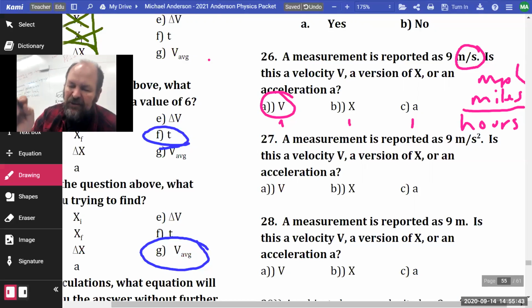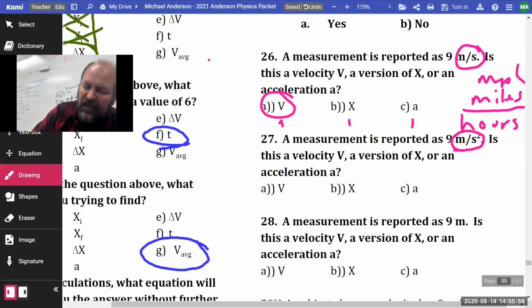Okay, number 27. A measurement is reported as 9 meters per second squared. Is this a velocity, a version of x, or an acceleration? To answer that, look at the units. We just said that velocity is a plain fraction of some kind of a length over a time. So it's not velocity, this is over time squared. X's are locations or distances traveled, so that would be just simply meters or miles or something like that. So it's not going to be x, it must be an acceleration.